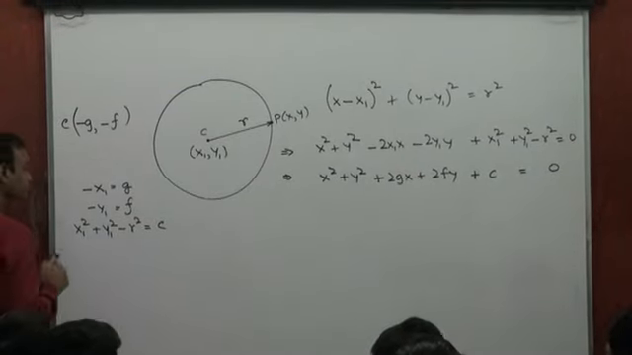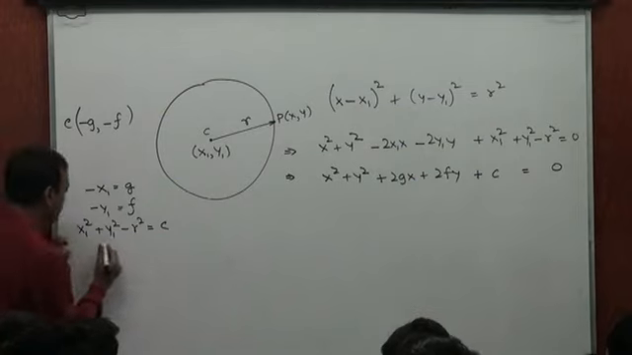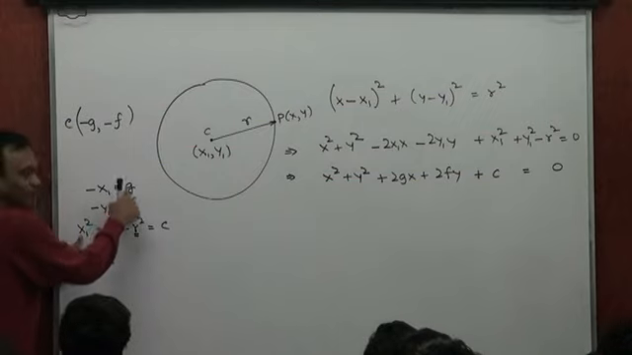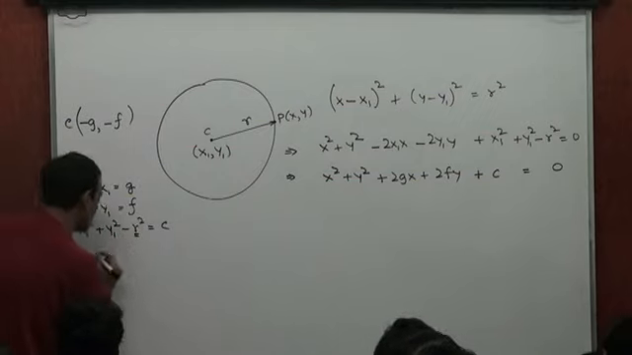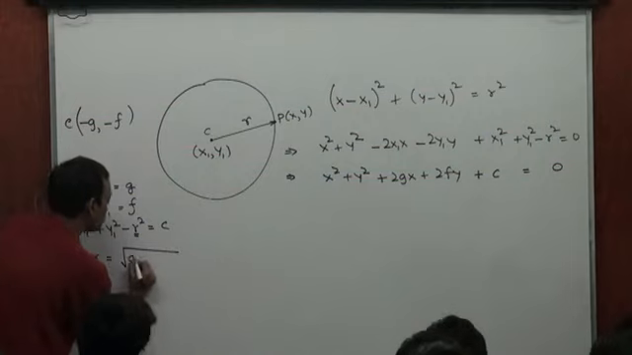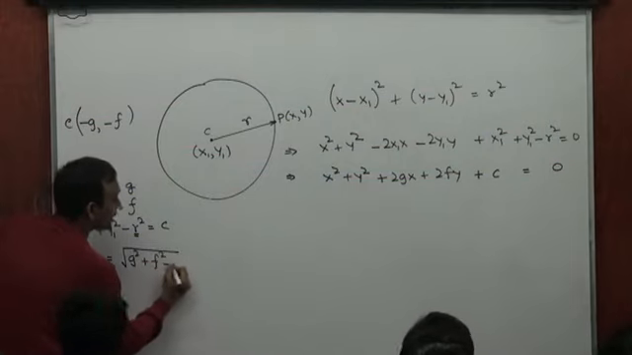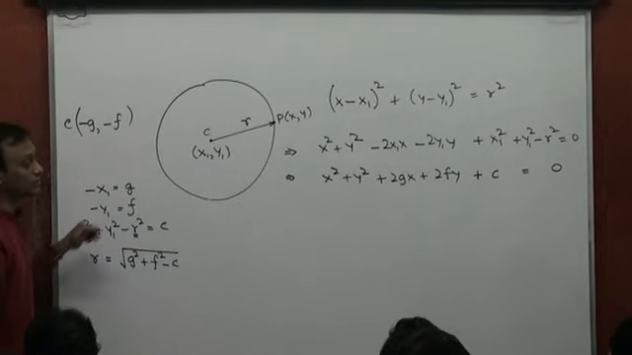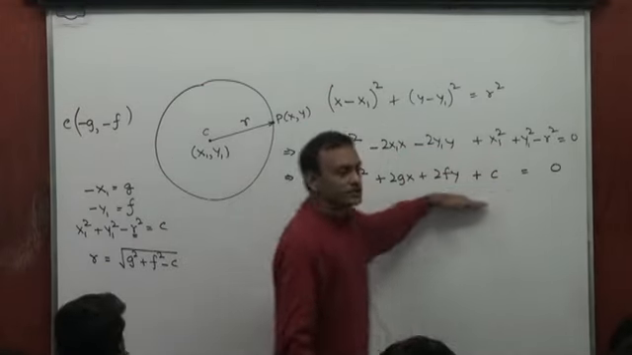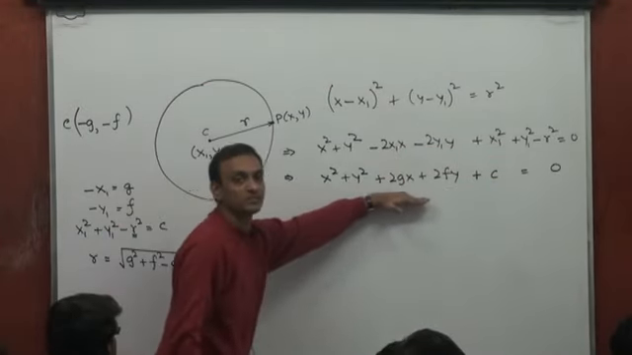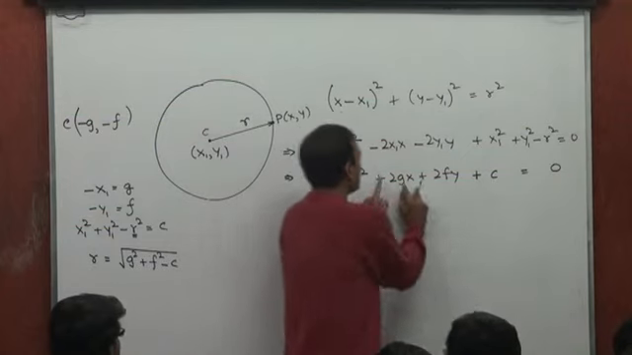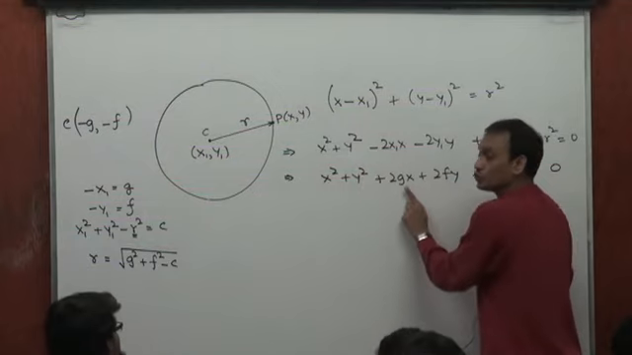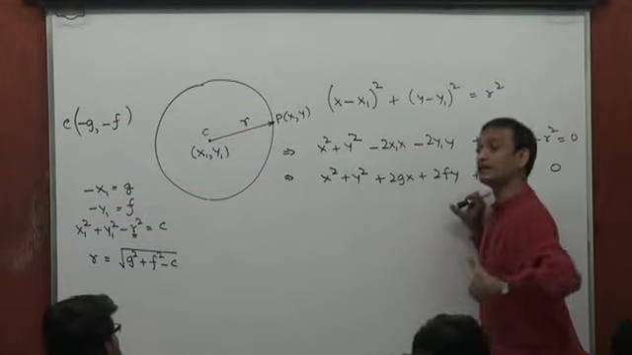And in which case, the radius r of the circle, realize this x1 squared is g squared, y1 squared is f squared. So then the radius r of the circle is given by root g square plus f square minus c. That's the radius of the circle. So given the circle in its conventional form, x square plus y square plus 2gx plus 2fy plus c equal to 0, minus half the coefficient of x and minus half the coefficient of y will give you the center of the circle, and root g square plus f square minus c will give you the radius of the circle.